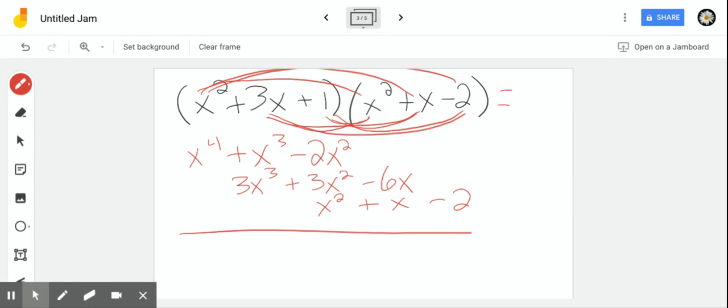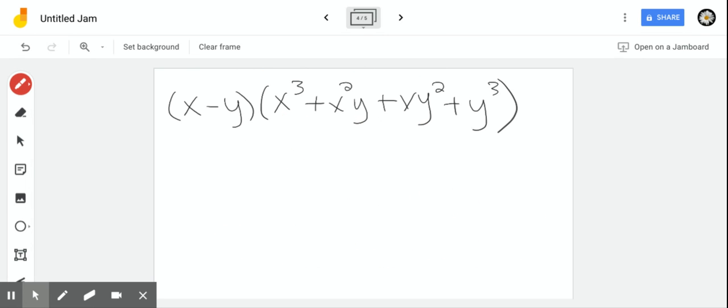Okay, and now all of my like terms are nice and lined up. And that gives me x to the fourth plus 4x cubed plus 2x squared minus 5x minus 2. Okay, so it's basically the distributing method. It's just that I lined up my like terms so I can find them better. So if you like doing it this way, great. If not, use one of the other methods. Doesn't matter to me as long as you can get a right answer.